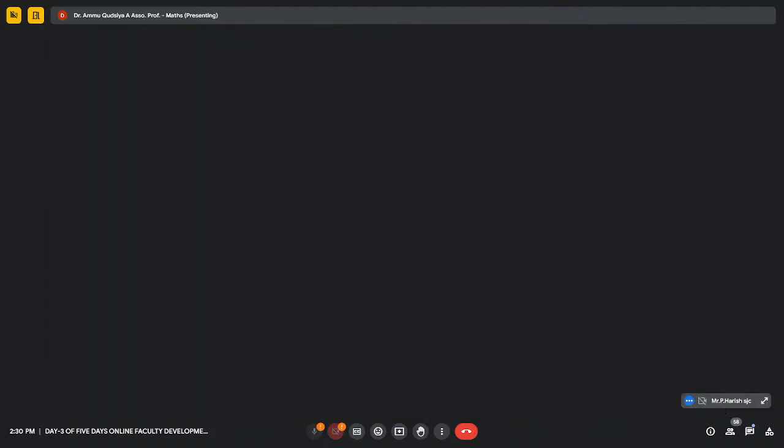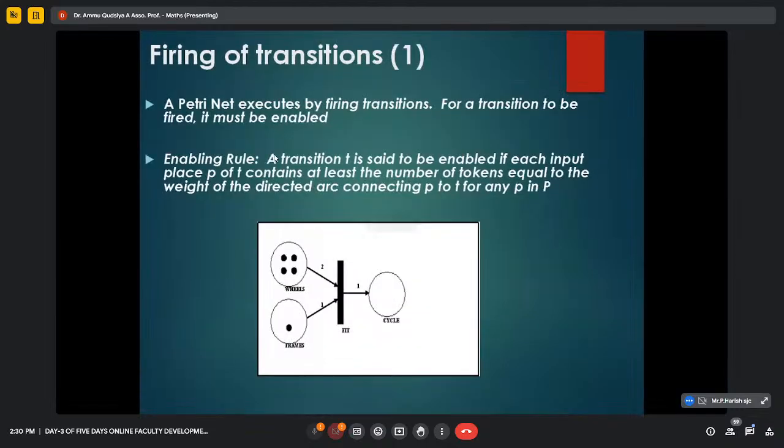Certain marks, then only you can join any college to continue his studies. So if a student wants to join college, he should have cleared his plus two exam. So that is called enabling. In the same way, if you want the transition to fire, it should be enabled first.